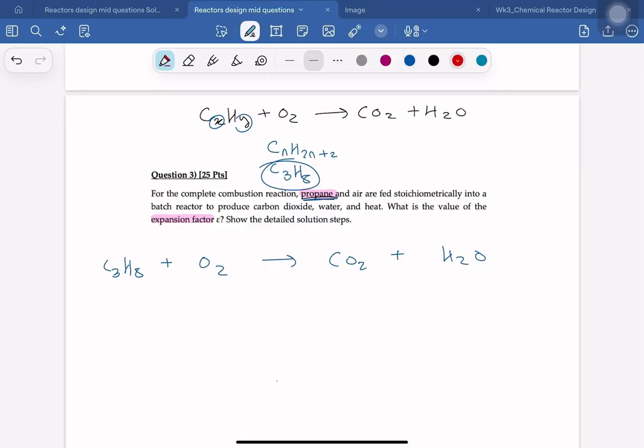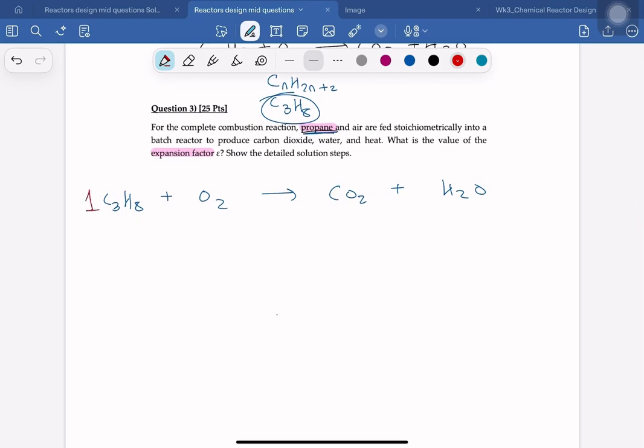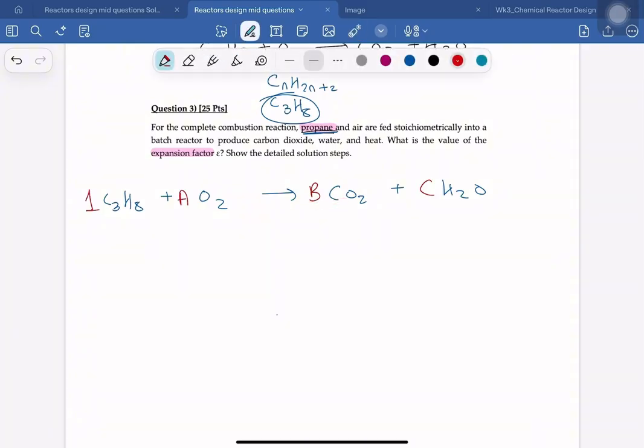This equation is not balanced, we have to balance it. So أنا بخلي ال basis of my balance على البروبين فبحط هني 1 هني A هني B وهني C. We're gonna perform the balance on the carbon atoms first. So بنقول إن هني عندنا 3 times 1 وهني عندنا 1 times B. So on carbon, 1 times 3 equals B يعني B equals 3.